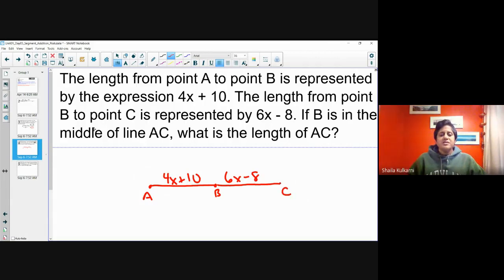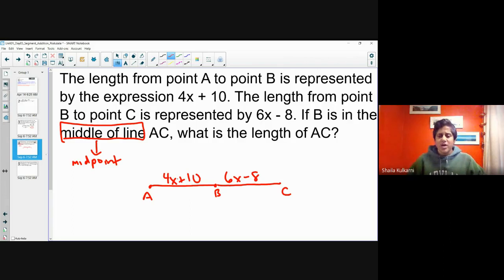Now, if B is in the middle of line AC, hey, didn't we just learn something about middle points? So a middle point, right, or the midpoint of line AC. What is the length of AC? Well, it didn't tell me what AC equals, and yet it's asking me what is its length. But what do we know when B is the midpoint? It's almost like it's the point where something gets bisected, which means this side of the line is the same as this side of the line. So again, we do our setup, or we do 4x plus 10 equals 6x minus 8.